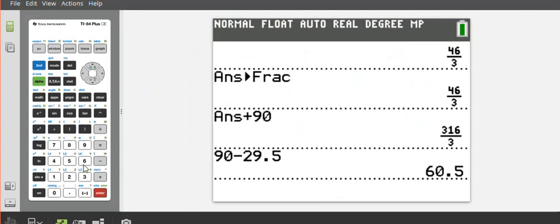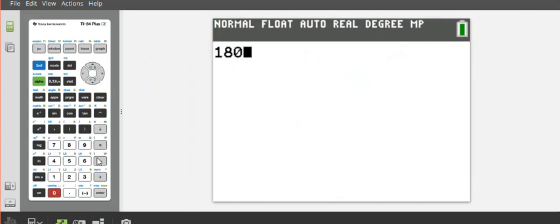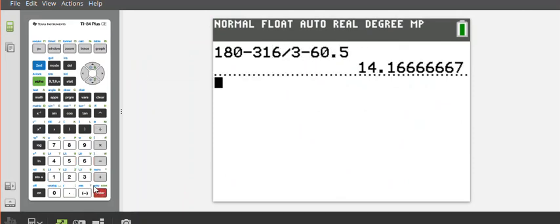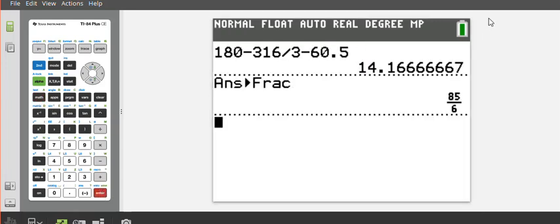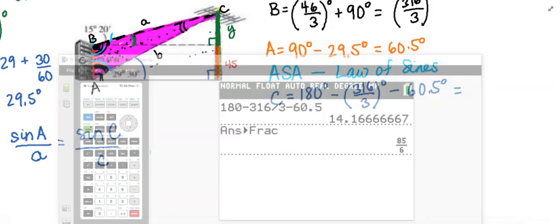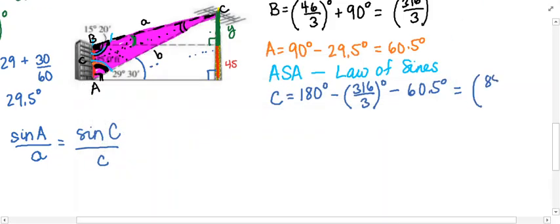So let's do it. We're going to do 180 minus 316 over 3 minus 60.5. And we need all the digits. So convert to a fraction. Angle C is 85 over 6 degrees. So you would do the 85 over 6. Whatever that number is, it's that many degrees.